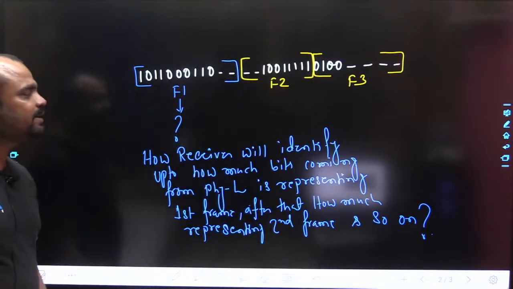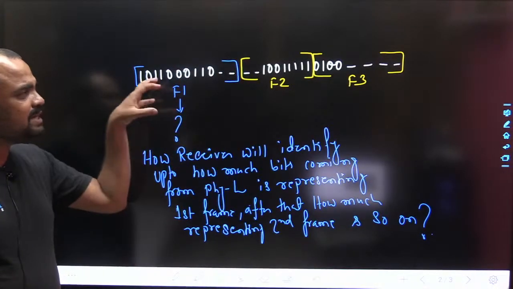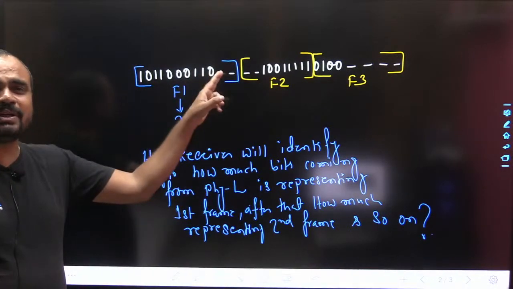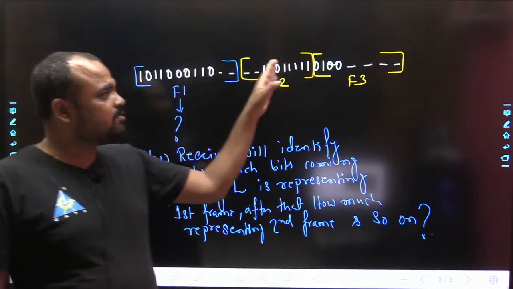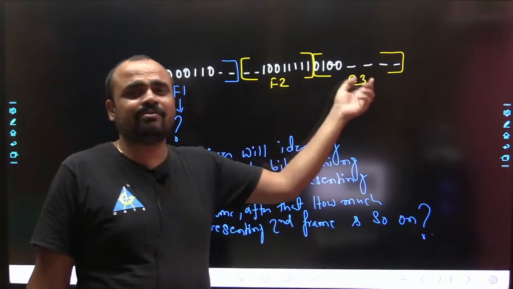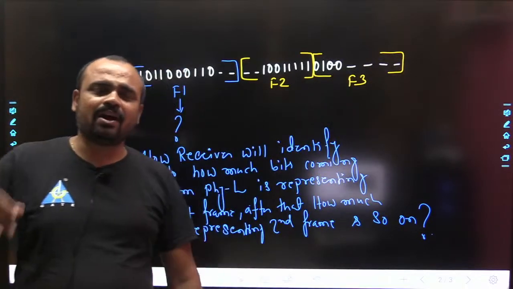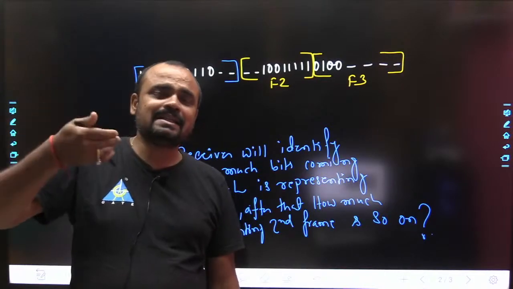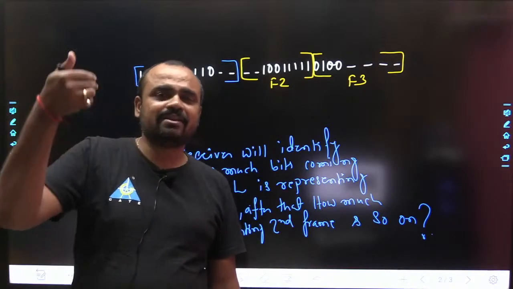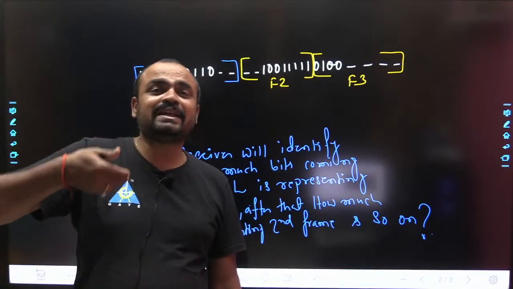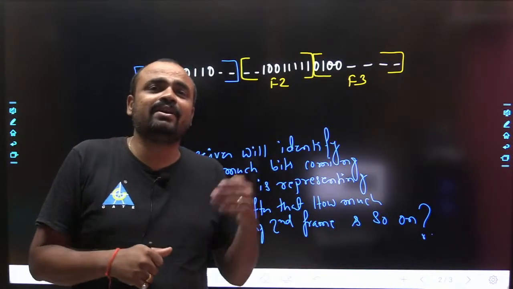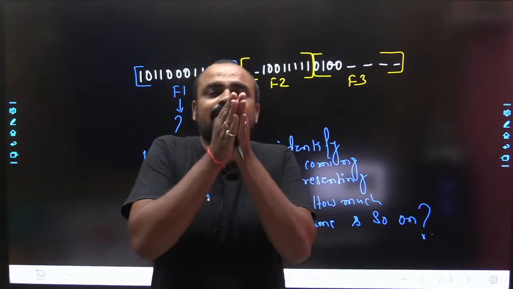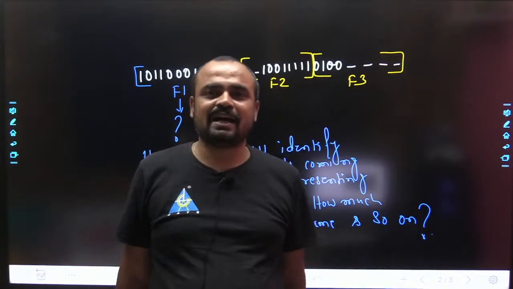So here finally the question is arising: how will the receiver identify how many bits, how many sequence of bits, are representing the first frame, how many sequence of bits representing the second frame and third frame, and so on? So definitely, please try to understand, until and unless the sender puts some logic inside the frame while creation, the receiver can never distinguish the frame. Distinguish means can never separate the frames. Are you getting my point or not?